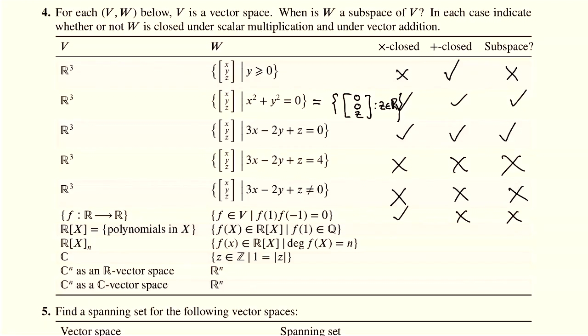Polynomials. All the polynomials such that f of 1 is in Q. That's closed under addition, but that's not closed under scalar multiplication, because scalars are the reals, because this is a real vector space, or whichever one we're doing, and multiplying a rational by a real will kill that property.